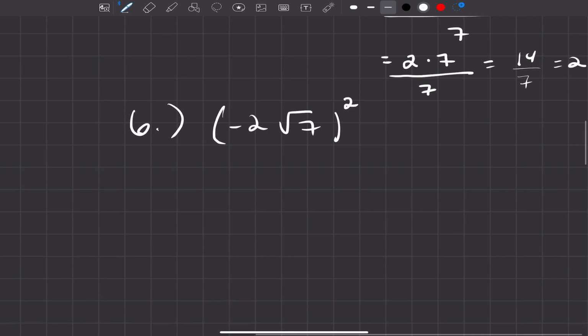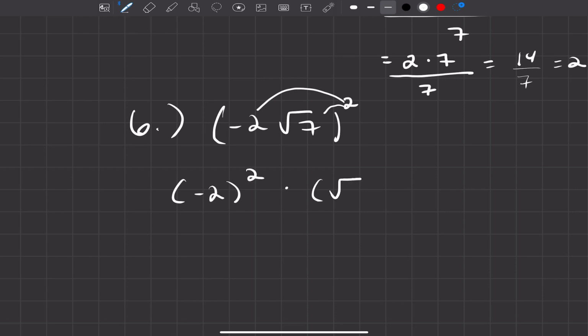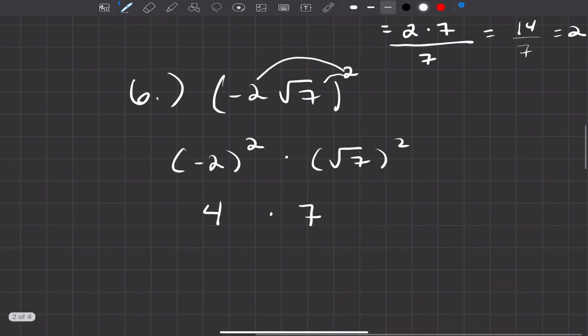Okay, so number 6. You have negative 2 root 7 the quantity squared. Distribute the 2 to the negative 2, and then distribute the 2 to root 7. You should have negative 2 the quantity squared times root 7 the quantity squared. Negative 2 the quantity squared is just 4, and then root 7 the quantity squared is just 7. So 4 times 7 is 28. That's your answer for number 6.